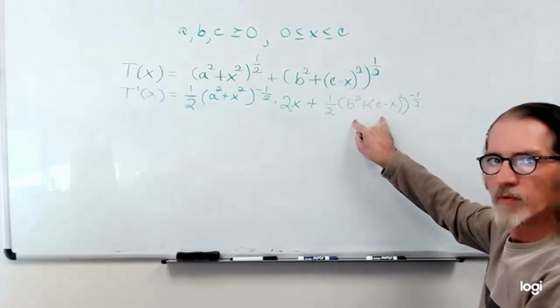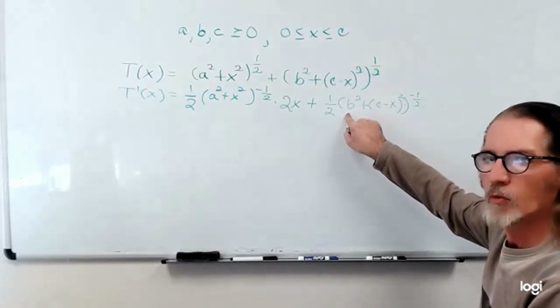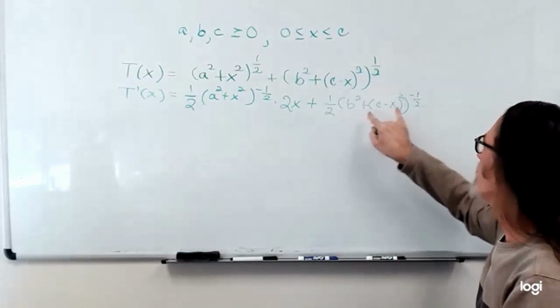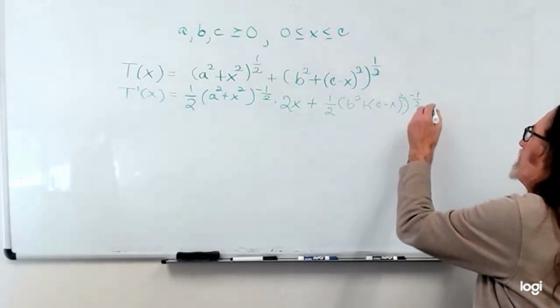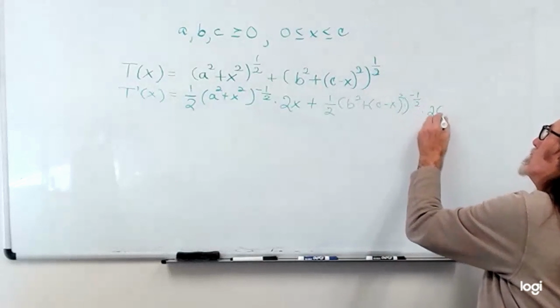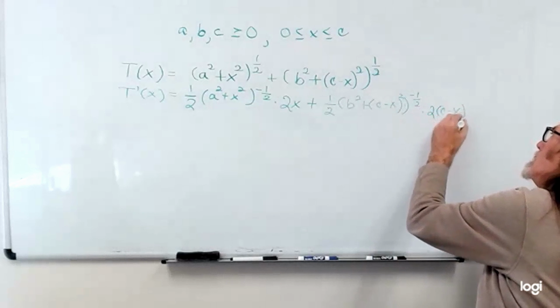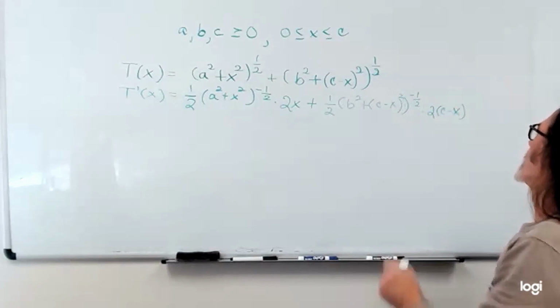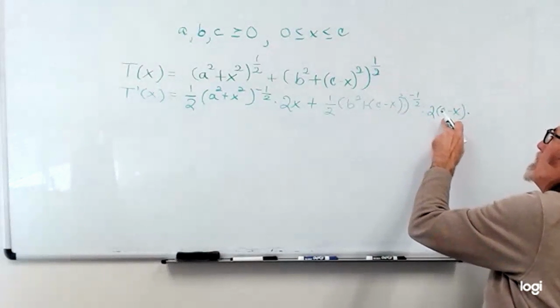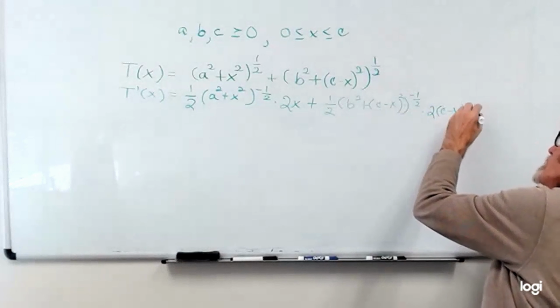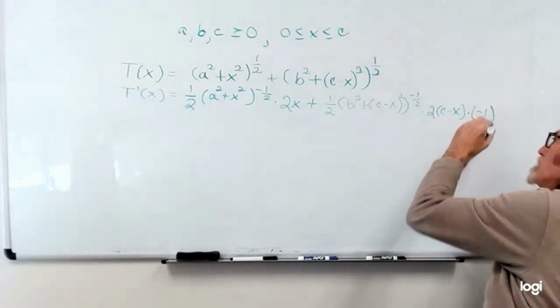When I take the derivative of what's inside here, again, b squared is a constant, but taking the derivative of this term, I have to apply the chain rule again. So we've got 2 times c minus x times the derivative of what was inside. C being a constant, the derivative of negative x is -1.